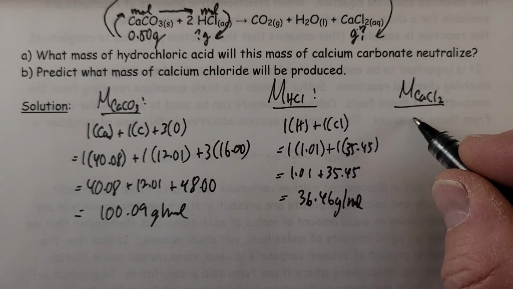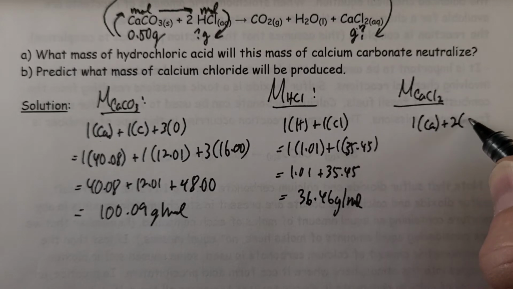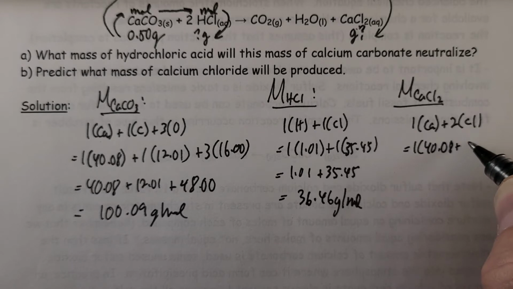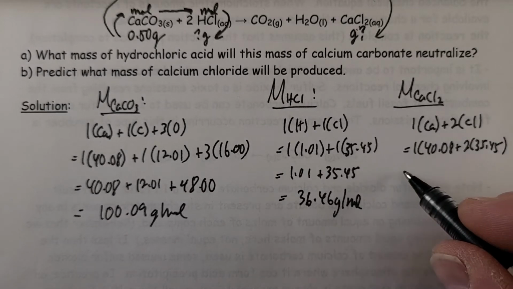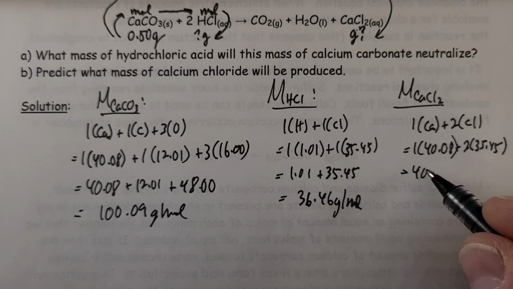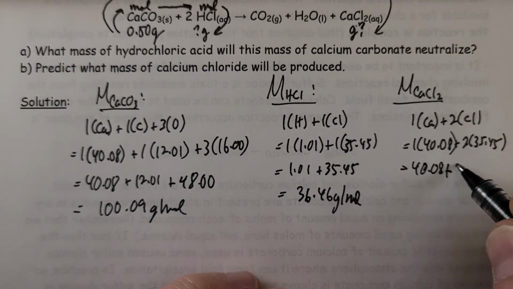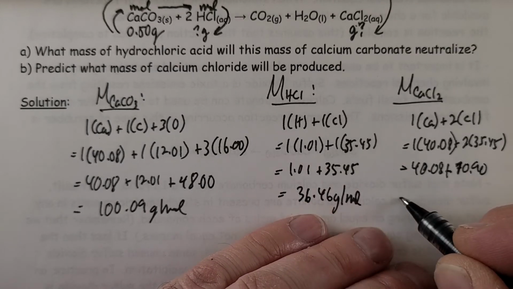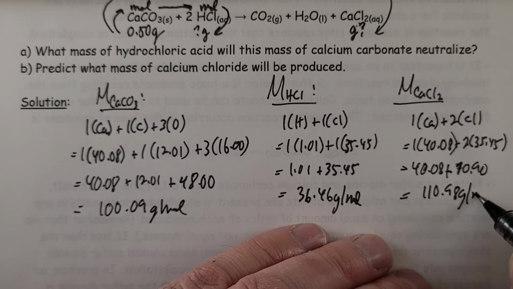So for every 1 mole of calcium chloride, I have 1 mole of calcium and 2 moles of chloride. It's 35.45, so we can still see that. So 40.08 plus 70.90 is going to give me 110.98 grams per mole.